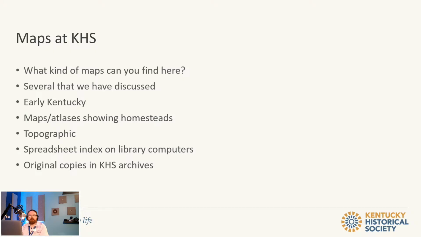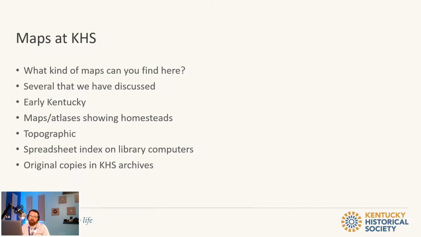If you were going to visit us and wanted to look at the copies we have in the main library, we have a spreadsheet index on our library computers that patrons can look at, and it will break down which shelf and which drawer has the different types of maps. You're always more than welcome to ask our reference desk staff, and they can assist you as well.